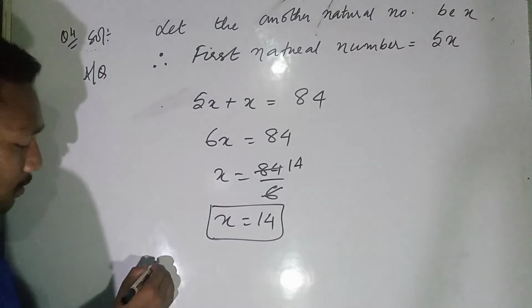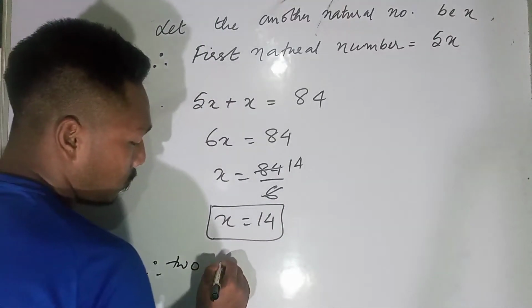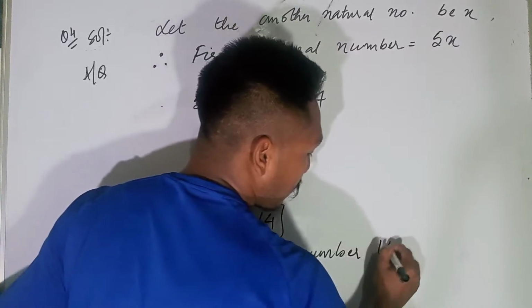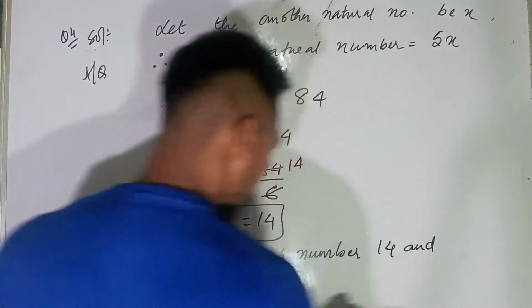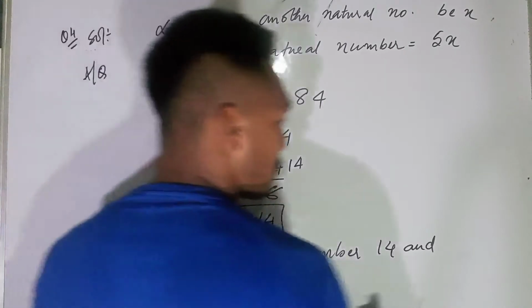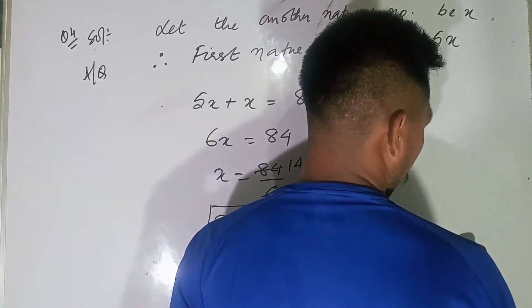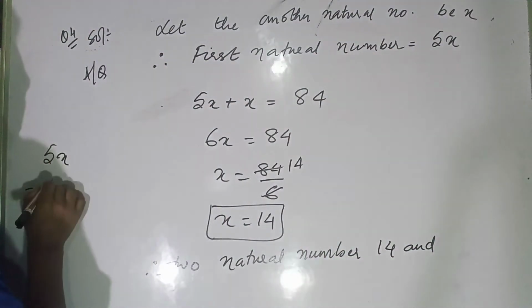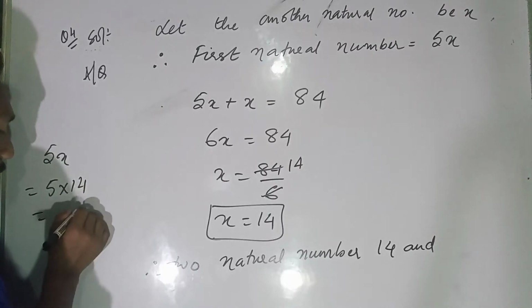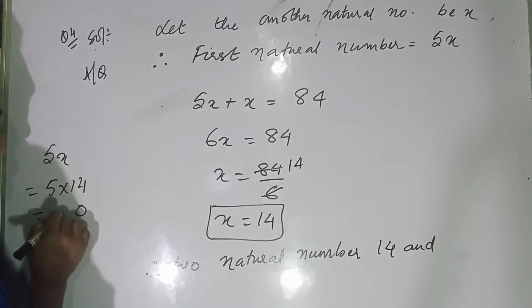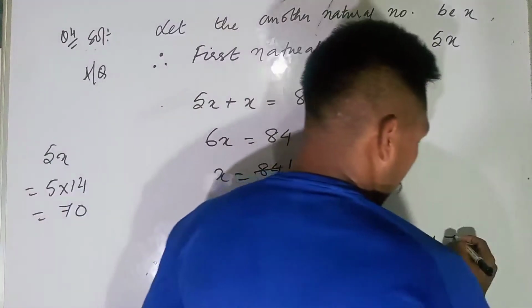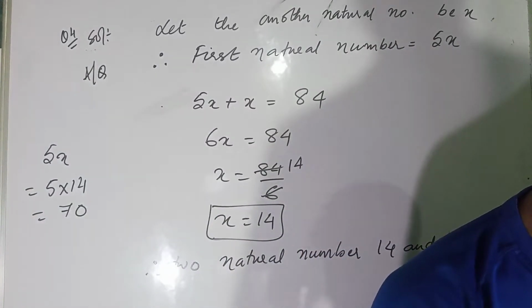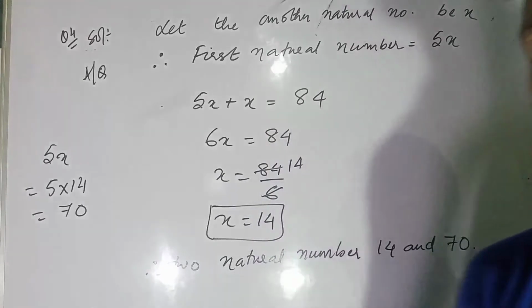Therefore, the two natural numbers are: first is 14, and the other one is 5 into 14. 5 times 4 is 20, carry 2, and 5 times 1 is 5, plus 2 is 7. So the other number is 70. The two natural numbers are 14 and 70. I think you're clear about this one.